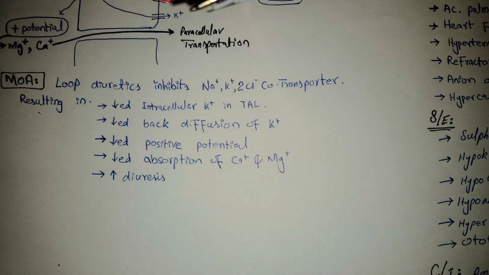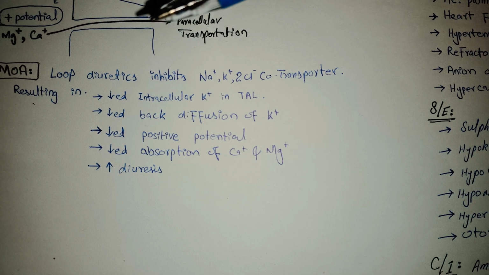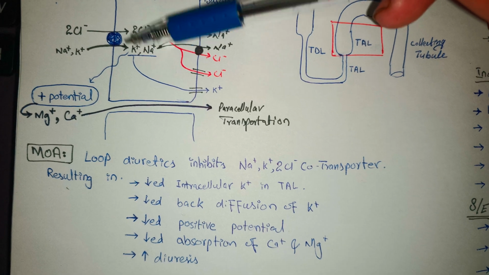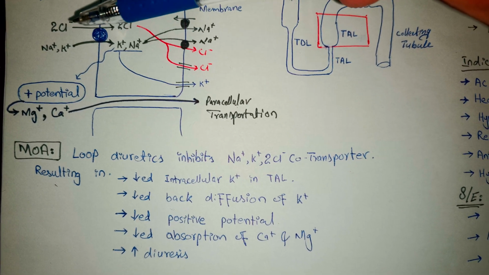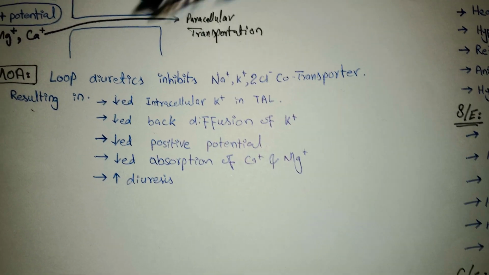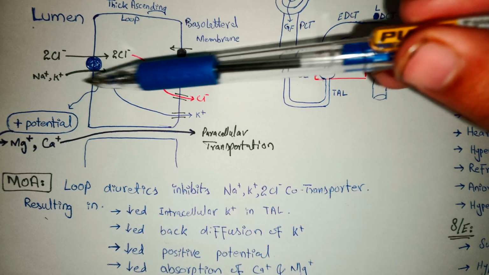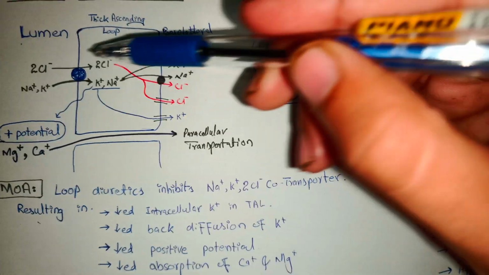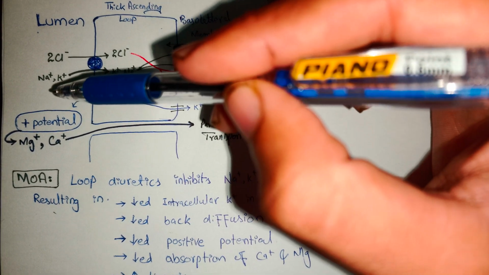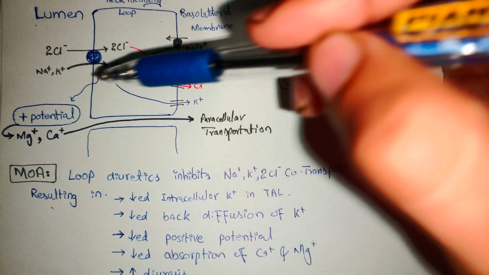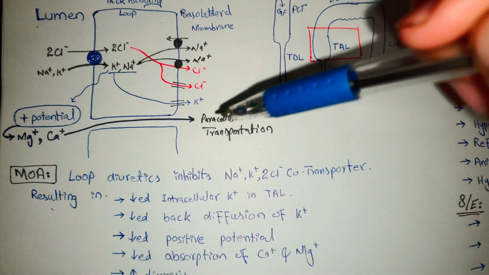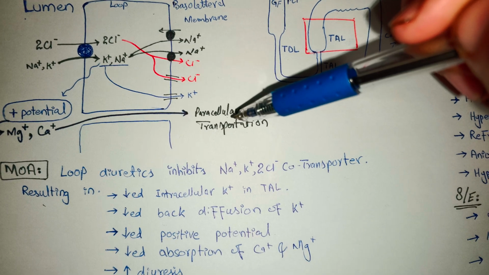The mechanism of action of the loop diuretics is that loop diuretics inhibit this channel. Which channel? The sodium potassium 2 chloride channel. So when this channel is inhibited, what will it result in? You see here what it will cause. Chloride will not be taken up by this cell. Sodium will not be taken up by this cell. Potassium will not be taken up by this cell. Magnesium and calcium will not go into the basolateral membrane.